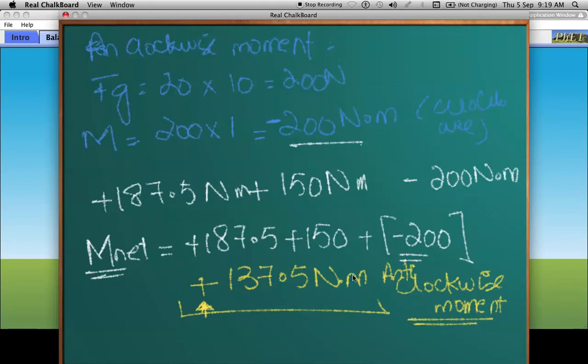So we have found out how to calculate when there are more than two objects on the seesaw, how to calculate the positions if we want them to be in equilibrium, and also what happens if they are not in equilibrium, when there is a net moment. How do we calculate that? So remember these steps, guys, and I hope you understood this.